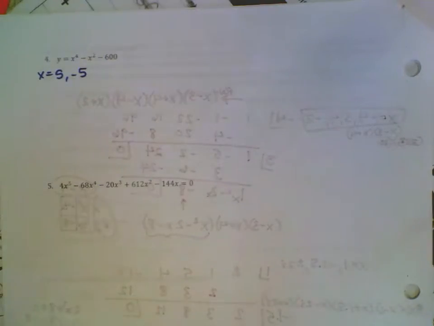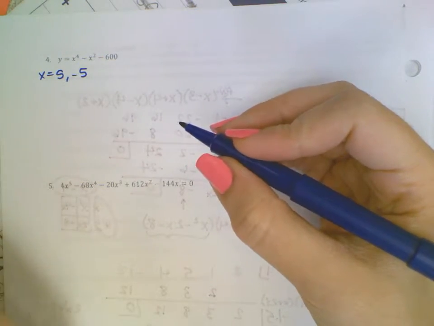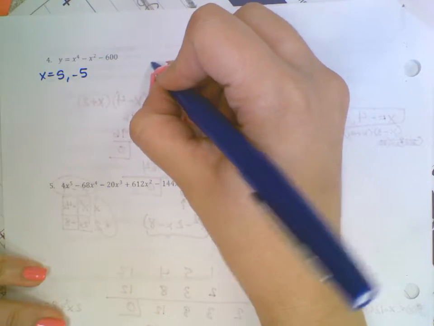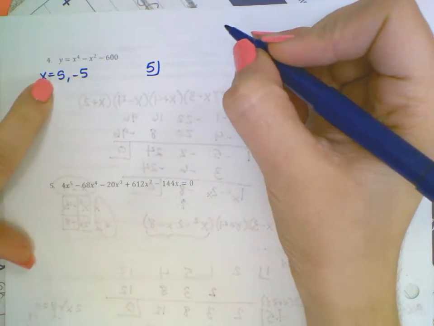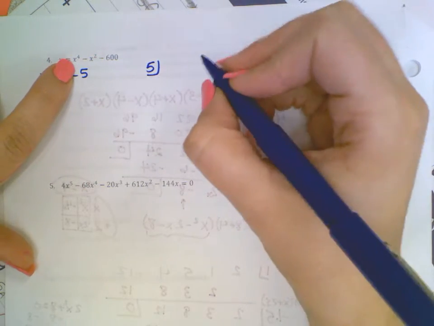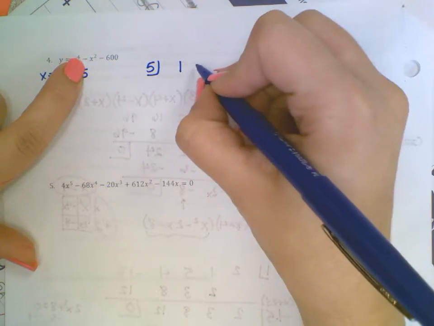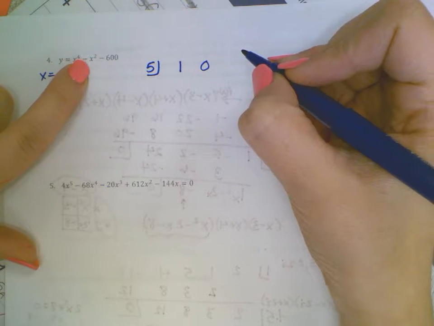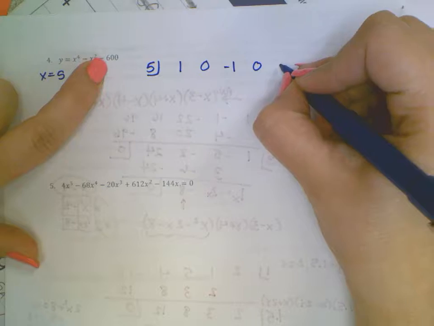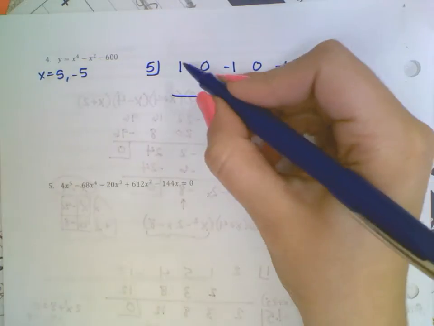So if my degree is 4, I'm looking for 4 solutions. Some might be imaginary or real. So I'm just going to start with synthetic division using 5 because that's the first thing I wrote down. I need to go in descending order of the degree. So the coefficient for x to the 4th is 1. The coefficient for x cubed is 0, remembering that placeholder. X squared is -1. X is 0. And my -600 goes last.